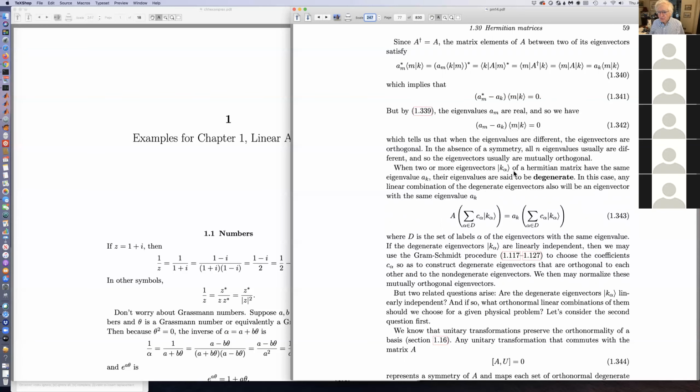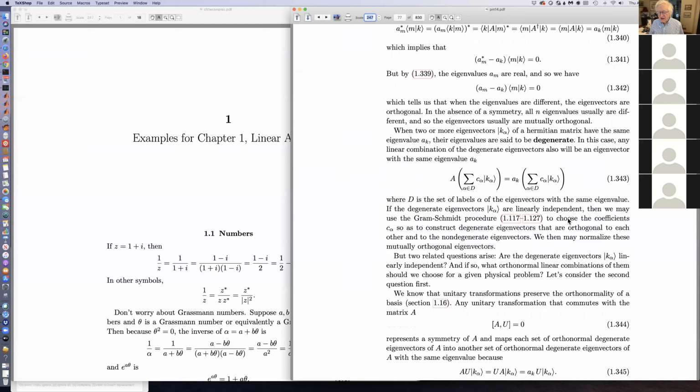If two or more eigenvectors have the same eigenvalue, we say that the eigenvalues are degenerate. In this case, any linear combination of the corresponding eigenvectors is an eigenvector of the Hermitian operator A with the same real eigenvalue. And then what you can do is use Gram-Schmidt to make these orthogonal, and then we can normalize these mutually orthogonal eigenvectors.